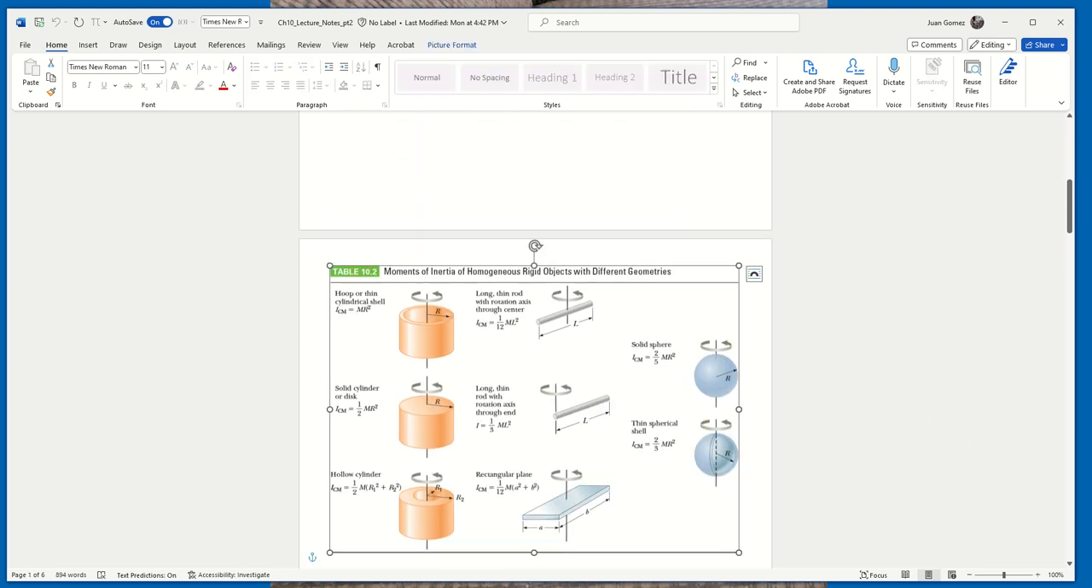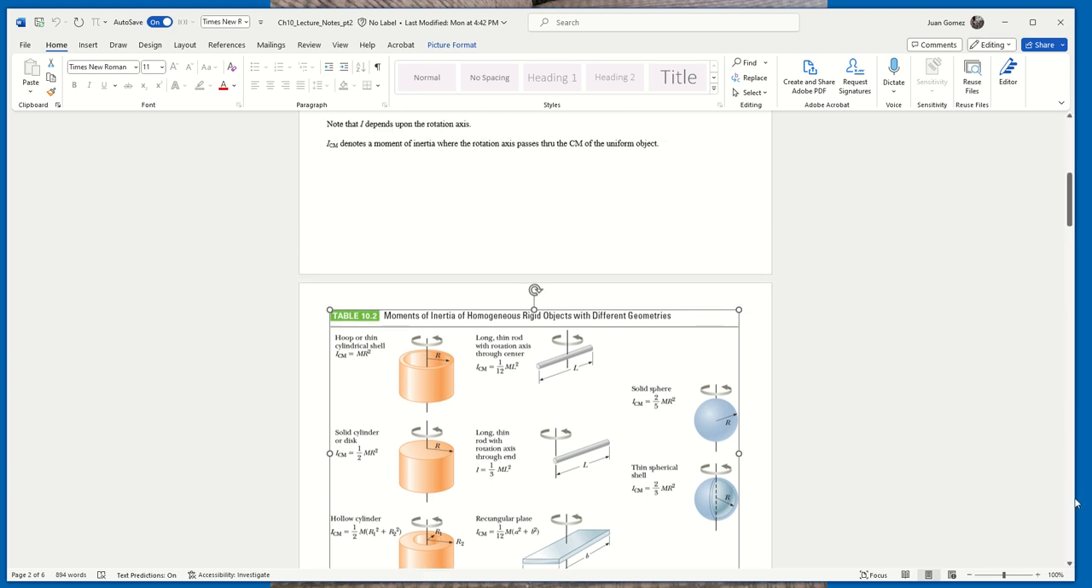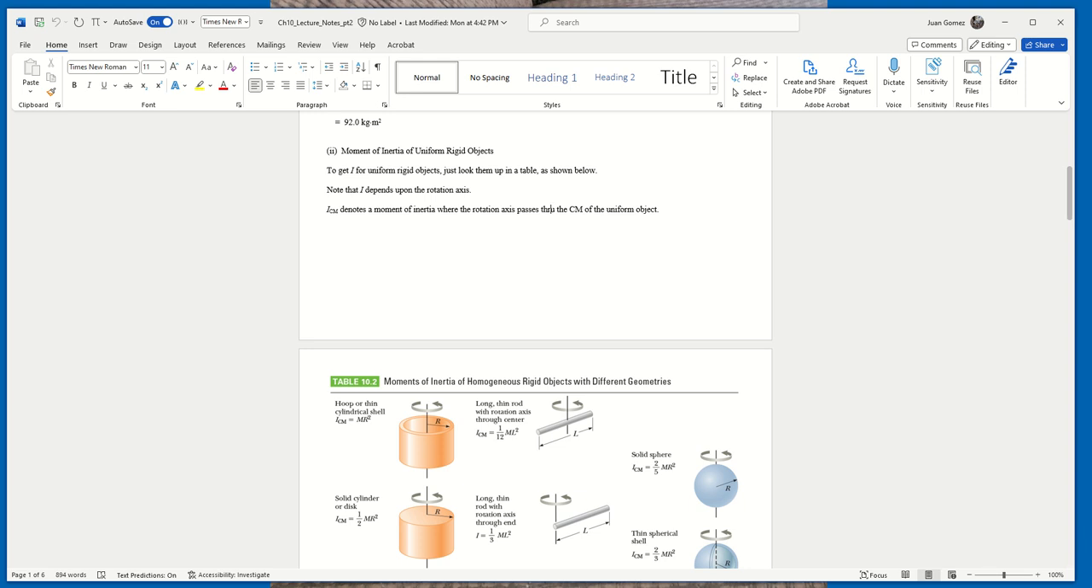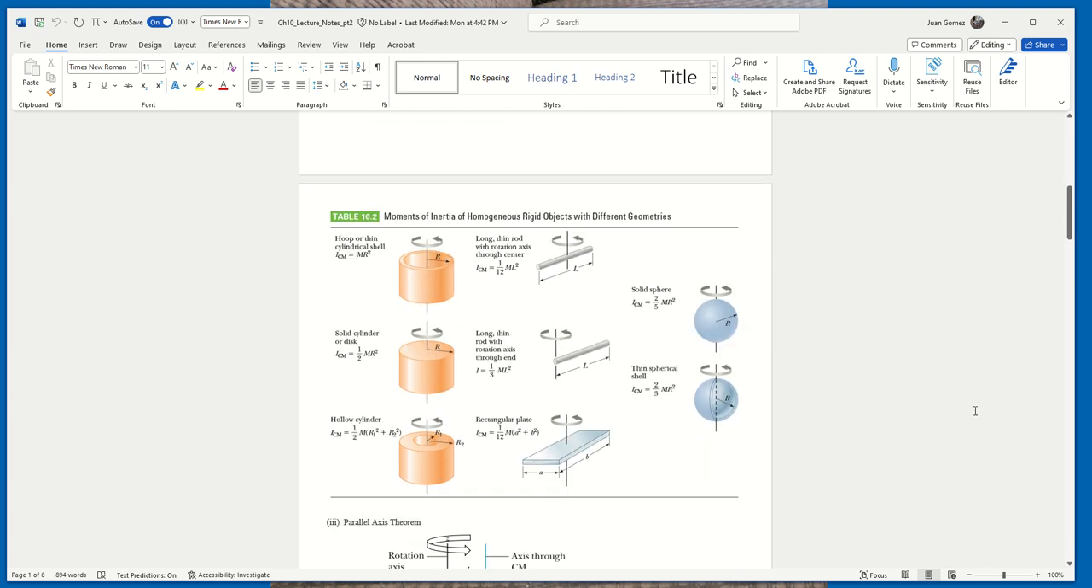But again, uniform rigid objects, hey, look them up in the table. Again, except for the rod, assuming that the rotation axis is through the CM, which is every case except this one right here.